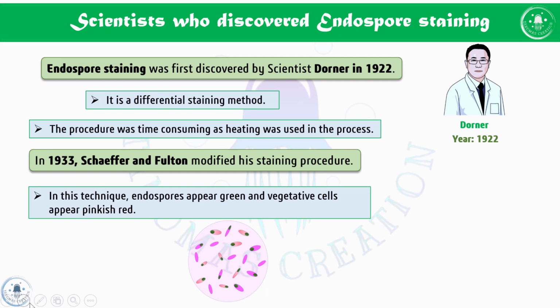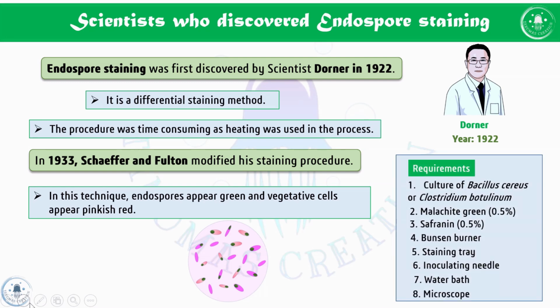They don't take up the endospore color because they don't have the spores inside. Only the spore forming bacteria will take up the spore color and they will appear green in color. Okay. So now coming to the requirements that are required for the staining.